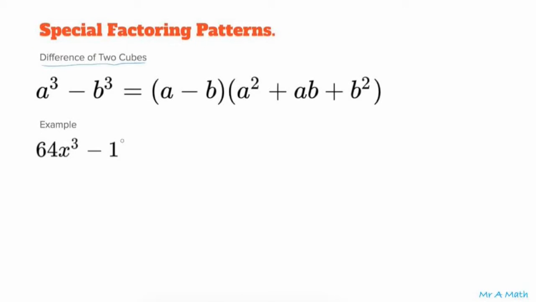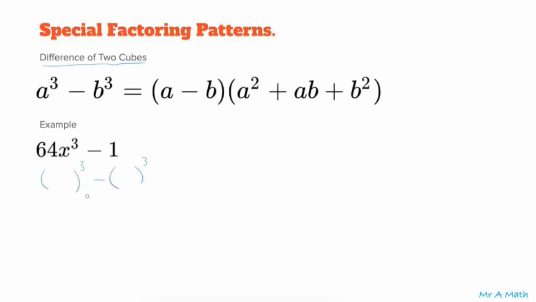Hey everybody, so today we're going to be looking at a special type of polynomial, one that is called a difference of two cubes. So an example would be like this problem right here, 64x to the third minus 1. The reason why we call this a difference of two cubes is because I can rewrite this as some number to the third power minus some number to the third power.